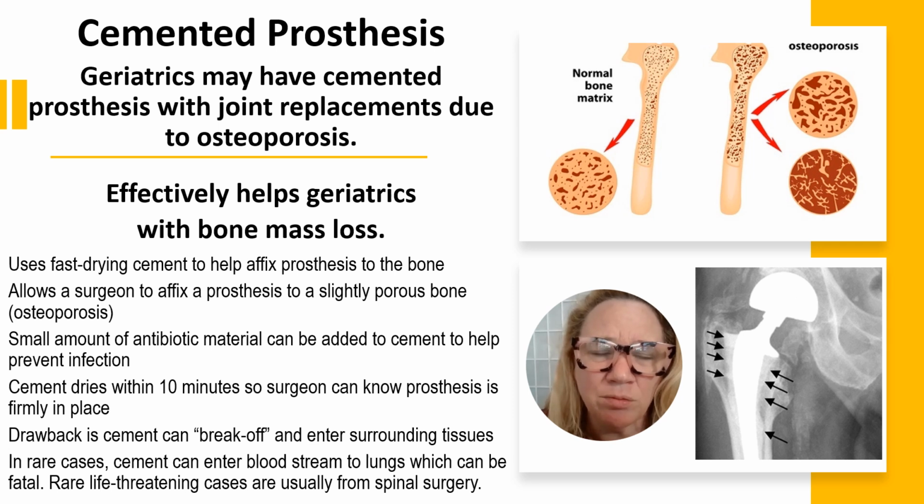It usually happens with spinal surgeries when they're injecting that fast drying cement. Because that fast drying cement dries within minutes, surgeons can also know whether or not the prosthesis is in the correct place during joint replacement surgery. When a surgeon is putting a prosthesis in without cement, it's the hope that bone will grow around it before the prosthesis is moving and rattling around and dislocated. So there are definite pros and cons with cemented and uncemented prosthesis.